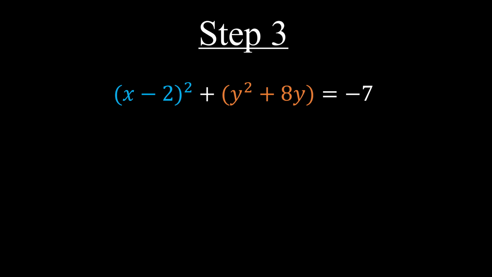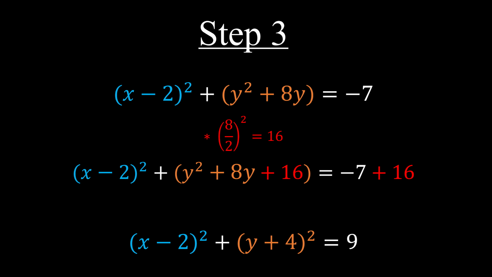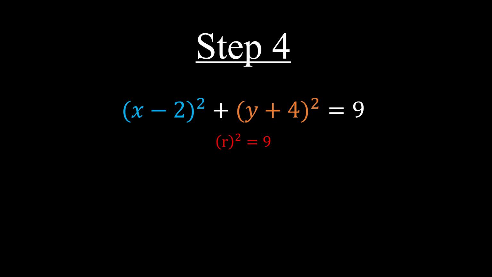Step 3, complete the square for the y terms. Since 8 is the coefficient of the y to the first power term, then the number we should add to both sides is 16, resulting in y plus 4 squared. Step 4, find r, the radius. If r squared equals 9, then r equals 3. Remember, always the positive case.